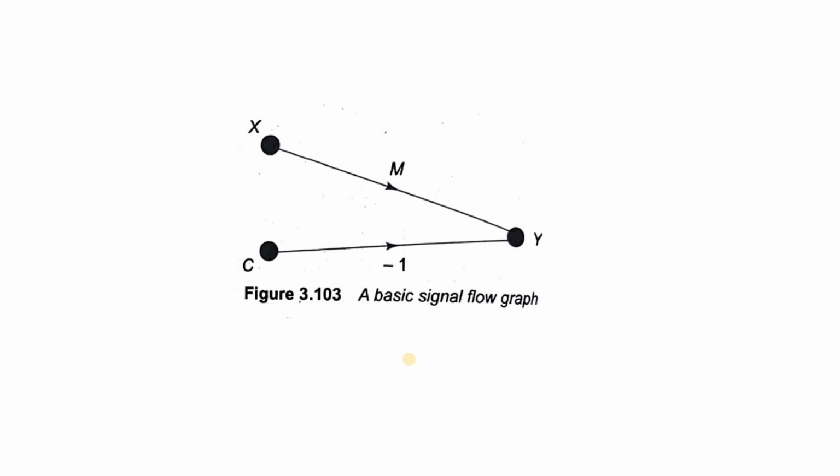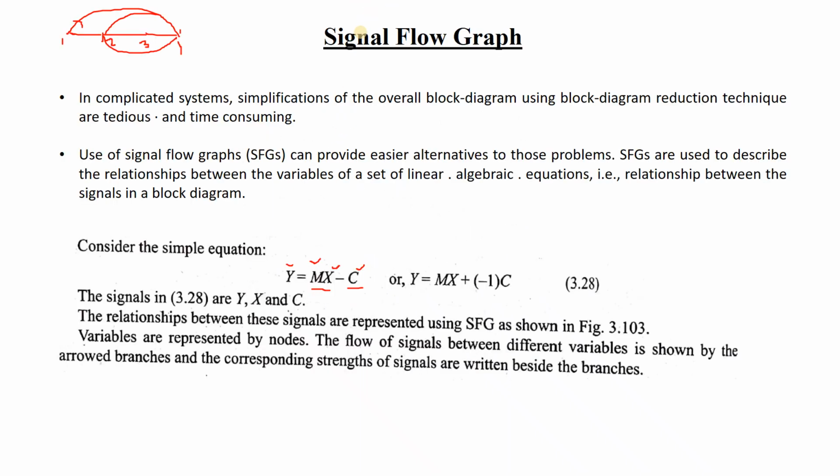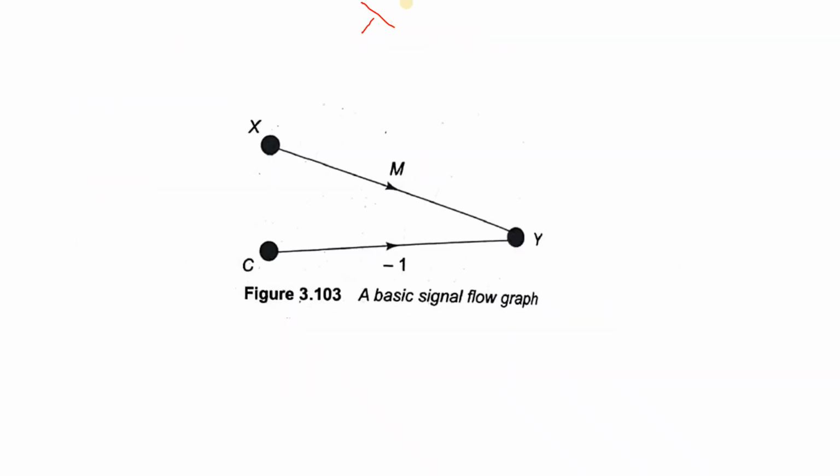Okay, you can write this. So it is represented in this way. It is a basic signal flow graph. See over here, x is a signal. Sorry, x is a node, you can say. Yes, x is a signal. Signals are represented by these nodes.